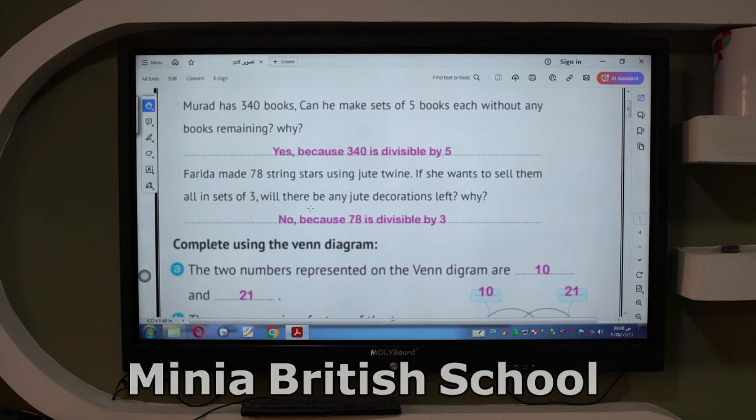We will add 7 plus 8 equals 15. 15 divisible by 3, or number 15 in timetable 3 or no? Yes, number 15 in timetable 3. Then 78 divisible by 3.